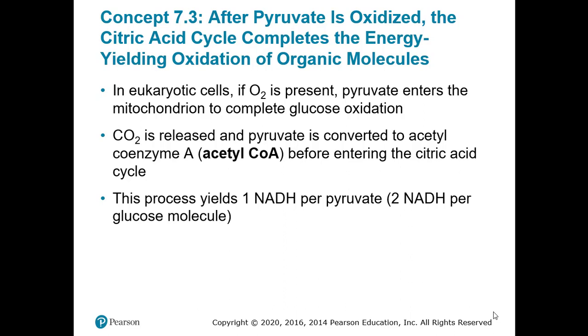Okay? So, by breaking down pyruvate, you get 1 NADH per pyruvate. So you get 2 NADHs per glucose molecule. Because remember, glucose has 6 carbons. It's split into 2 3-carbon molecules called G3P. Those 2 G3P are converted to 2 3-carbon molecules called pyruvate. So that's why we're getting 2 of these things.